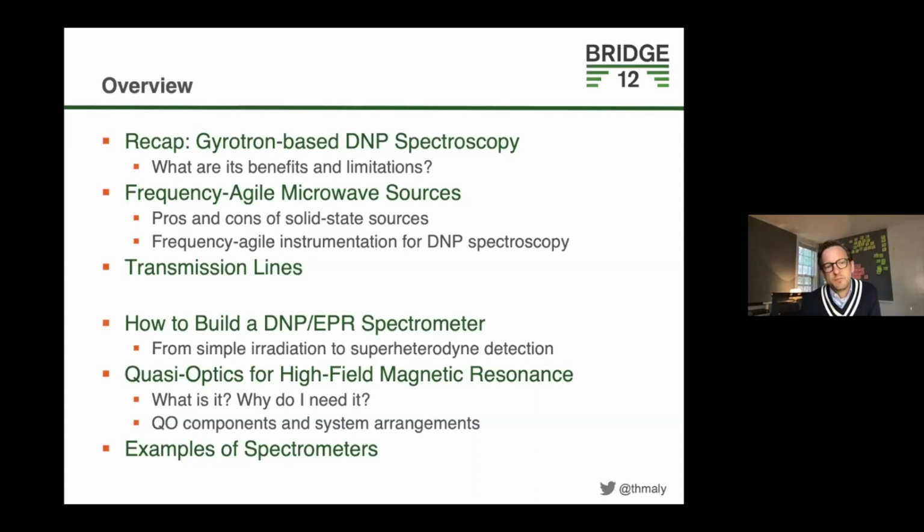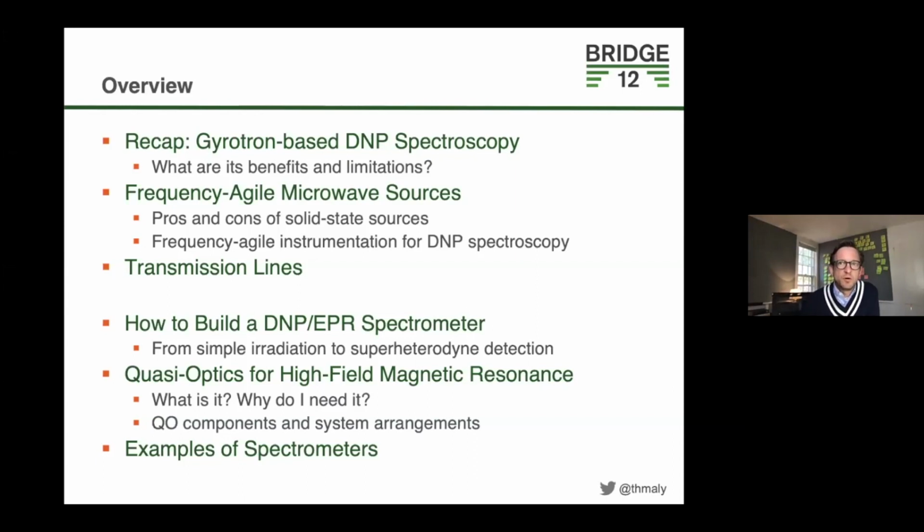And then we dive into how to build a spectrometer, and a very central part of the high field instrumentation, which is quasi-optics. And then I'll show you a few examples of spectrometers that have been built, and the focus is really more on the instrumentation here, on the hardware.